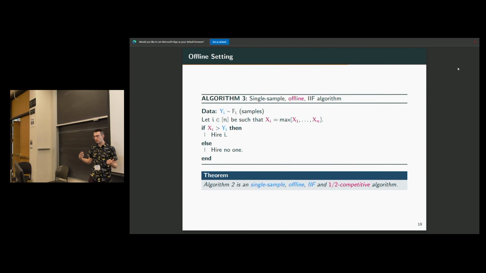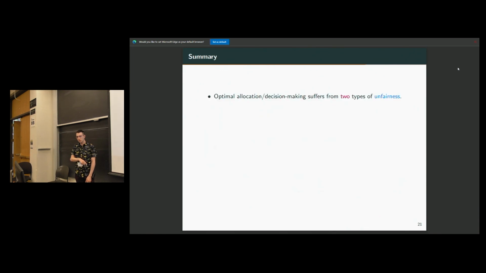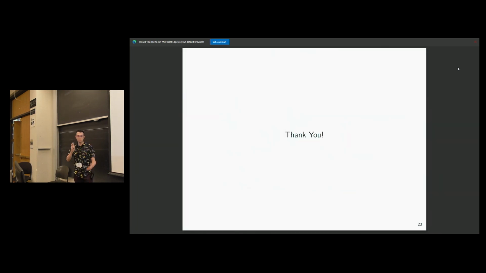That's for IIF. And in the online setting, we have an algorithm that requires 2 samples from every distribution that manages to be IIF and TIF and is 1/9 competitive. And we don't know if this 1/9 can be improved. That's an open question. Okay, I'm going to skip the summary and just leave it for questions, actually. Thank you.